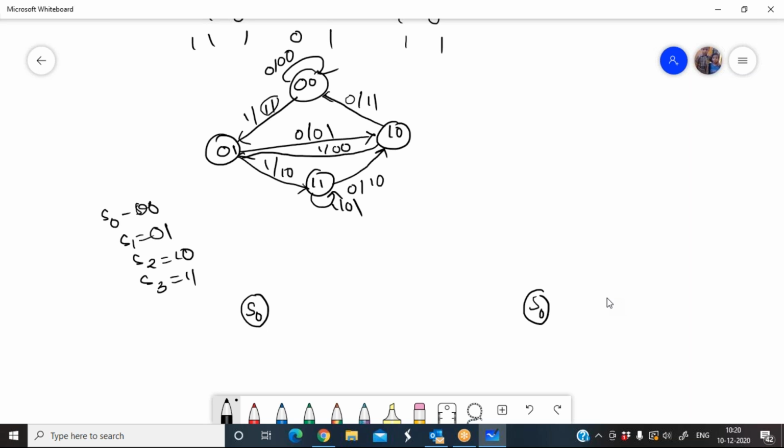Suppose this is the output, this is the output, and this is the output. Tell me what is the weight of this output sequence? Yes, please respond. What is the weight of this output sequence? Yes, what is the answer? Weight of the output sequence.